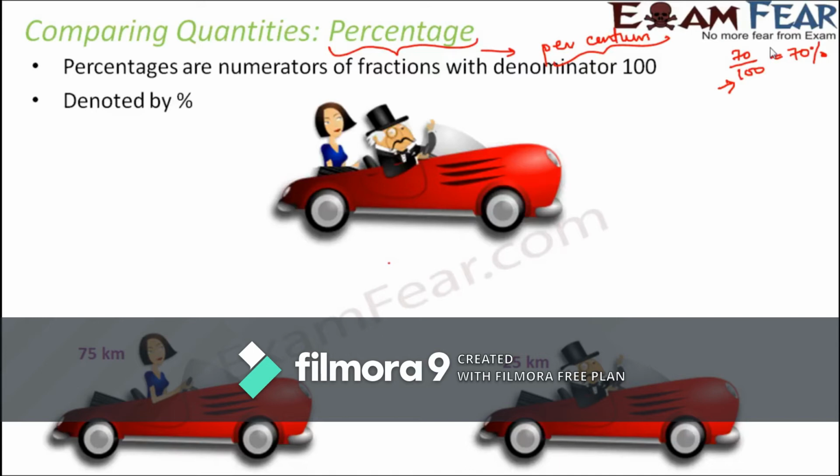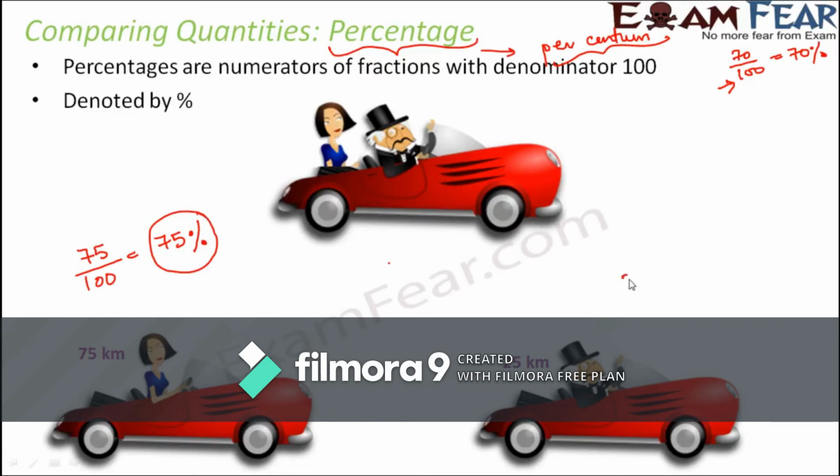Okay, so now if we want to find out what percentage of the total distance was covered by Mrs. Smith and what percentage of the total distance was covered by Mr. Smith, how will we find that out? Let's first look at Mrs. Smith. Mrs. Smith has covered 75 kilometers out of 100 kilometers. That means if we talk about it in terms of percentage, we can say that Mrs. Smith covered 75% of the total distance.